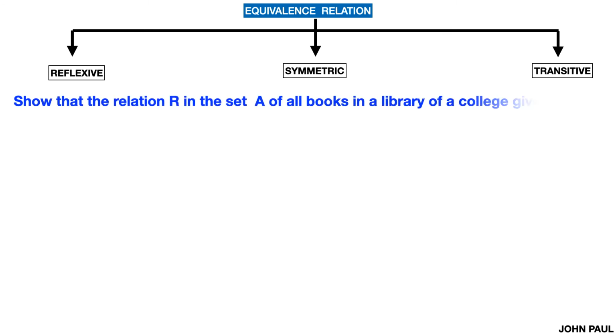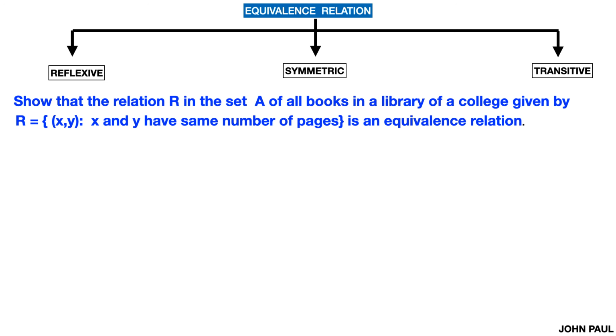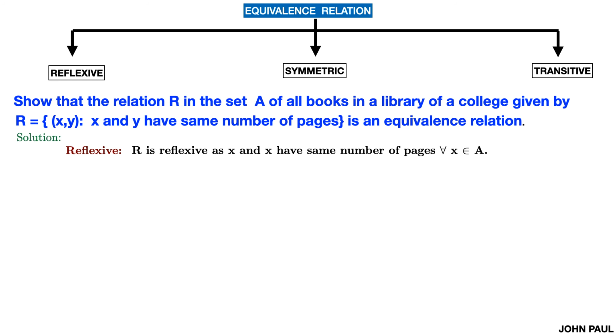Next example, show that the relation R in a set A of all books in library of a college given by the relation "x and y have same number of pages" is an equivalence relation. Solution, reflexive. R is reflexive as x and x have same number of pages where x belongs to A. That is, we go to library and we'll take a book. Example, the book contains 100 pages. It is reflexive to itself.